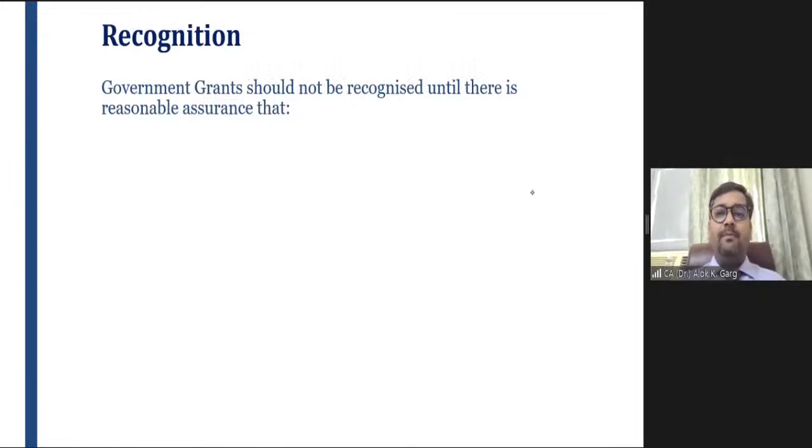Now coming to the recognition part. Sir, when a government grant has to be recognized, for example, the company is installing its plant in a remote location. Of course, the company has to purchase the land, build the factory, build the infrastructure, and bear the operating expenses. All this capex and opex belongs to the company. But since the government is providing a grant, it is an income for the company, of course.